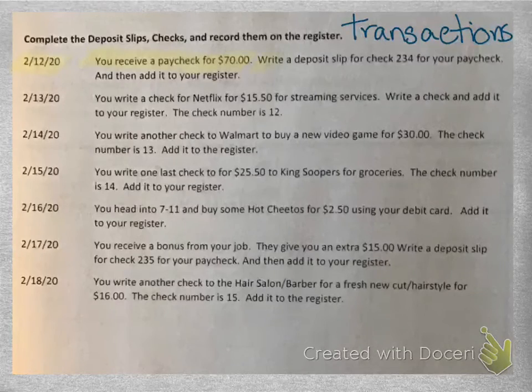So the directions say, write a deposit slip for check 234 for your paycheck. We did a deposit slip in a previous video. Check that one out if you need to know how to write a deposit slip. And then it says, and then add it to your register. So we're going to go to our register and look at how we're going to record adding $70 from a paycheck into our bank account.